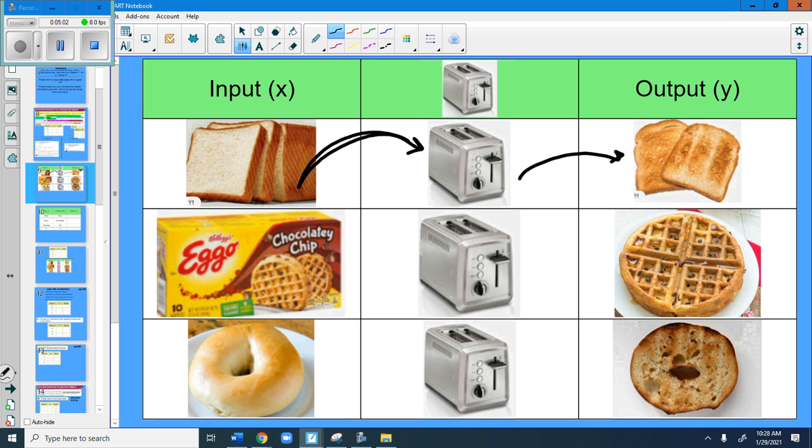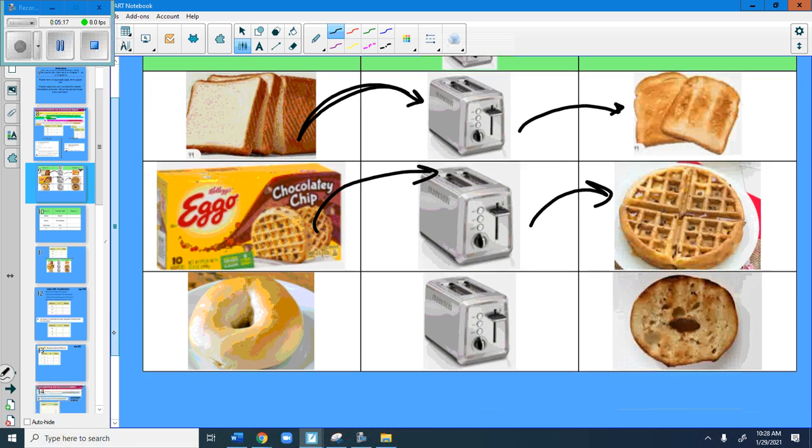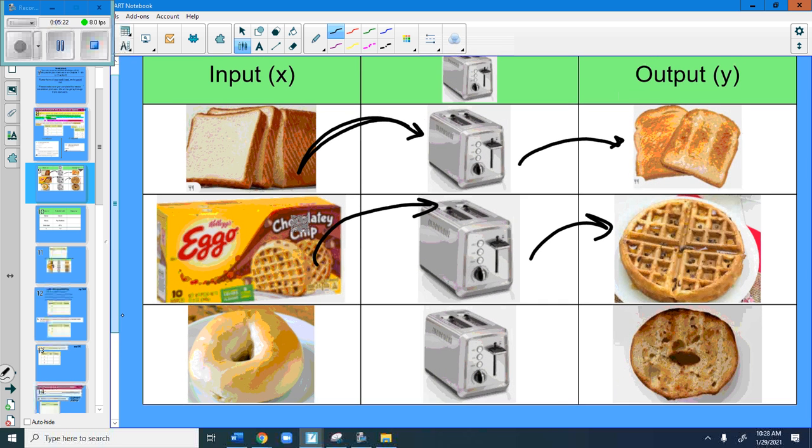If you put frozen chocolate chip waffles in there, what comes out of it? Your warm, much tastier waffles than the frozen ones. And then up here, the same thing with a bagel. You put a bagel into a toaster, and I suppose you get a toasted bagel, right?